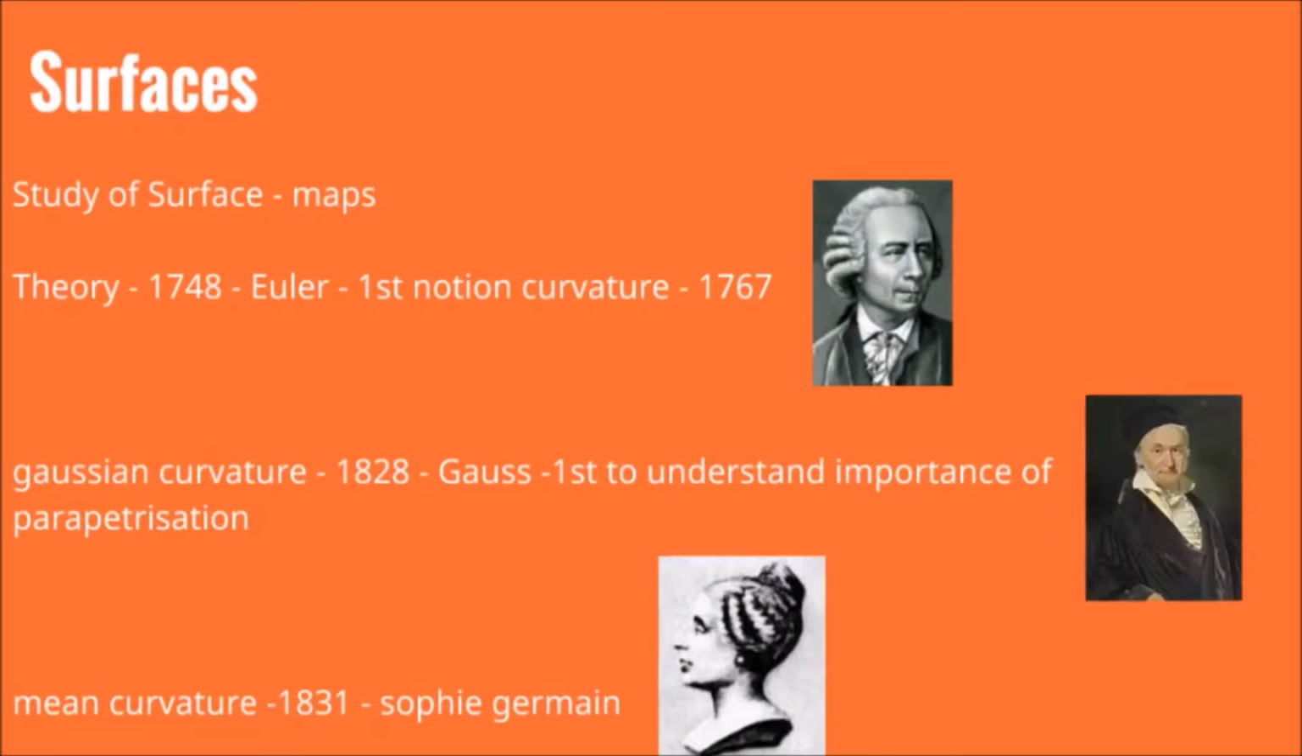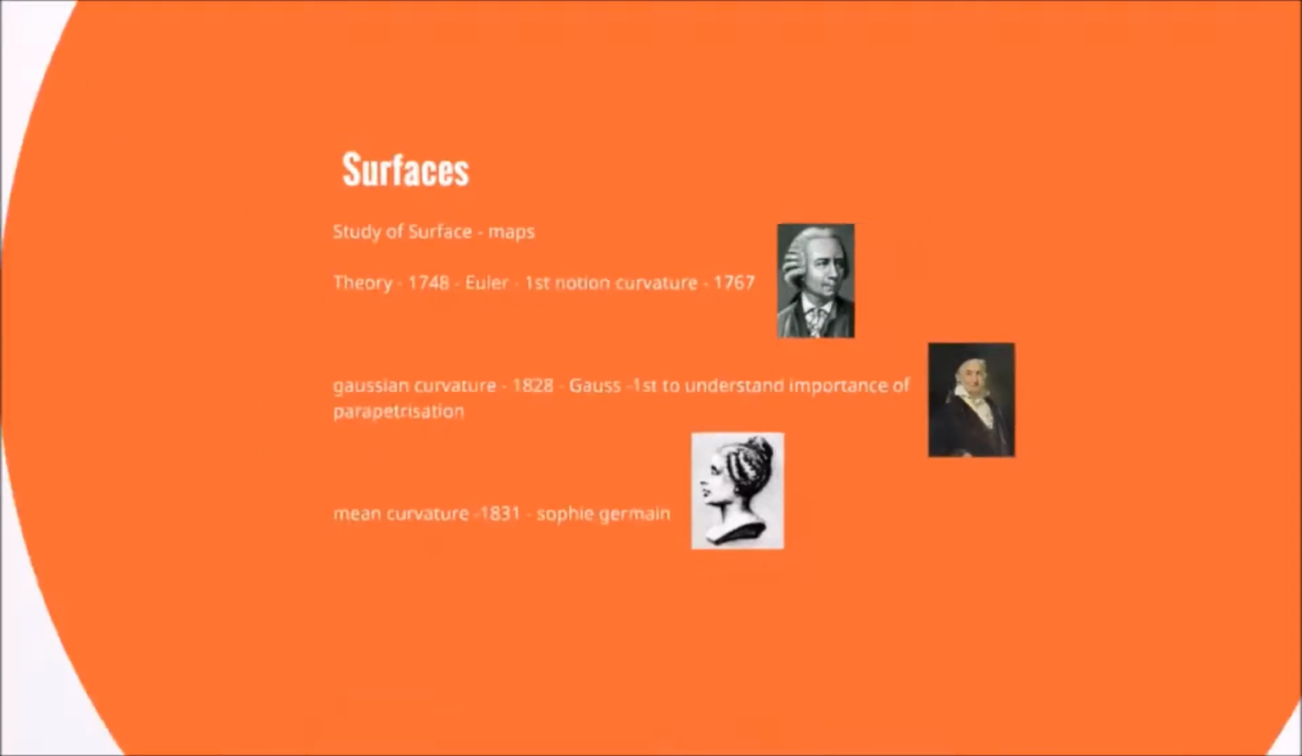The development in the study of surfaces came about with contributions from people such as Euler, giving the first notion of surface curvature in 1767, having previously theorized about it as early as 1748. Gauss introduced Gaussian curvature in 1828, understanding the importance of parametrization, and also Sophie Germain, mean curvature.